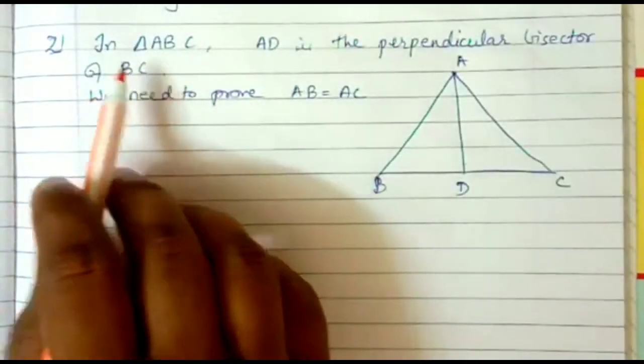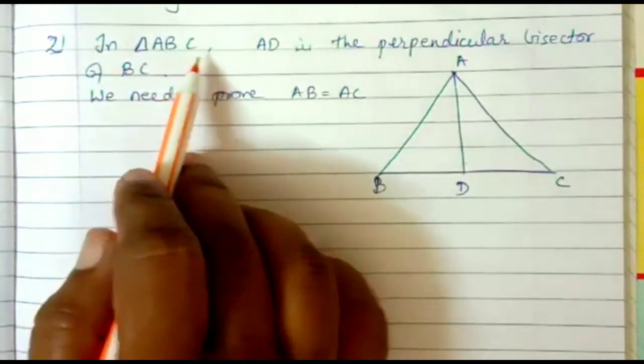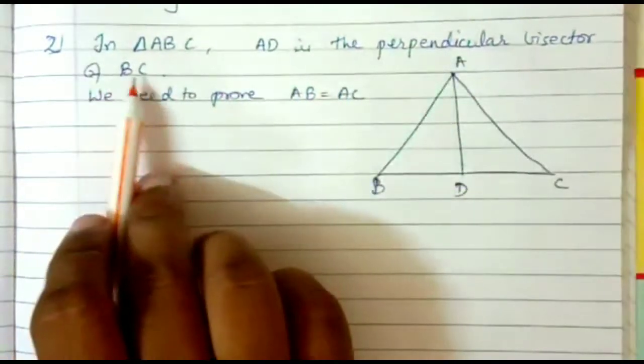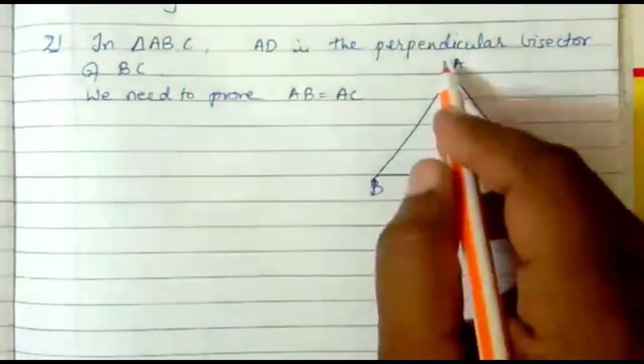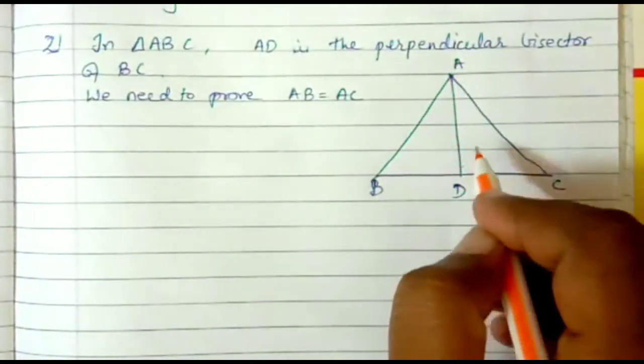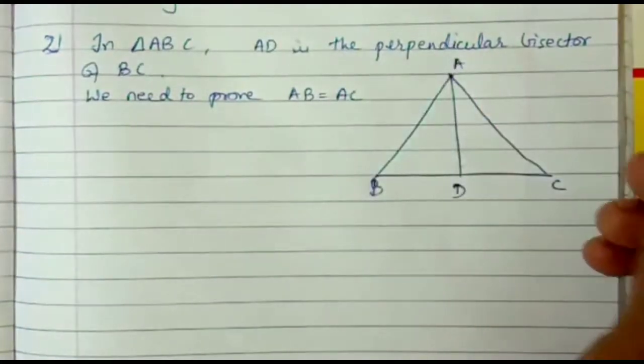Our new question, number 2. In triangle ABC, AD is the perpendicular bisector of BC. So you can see this triangle ABC is given to you. AD is a perpendicular bisector. Let us understand the meaning of what is a perpendicular bisector.